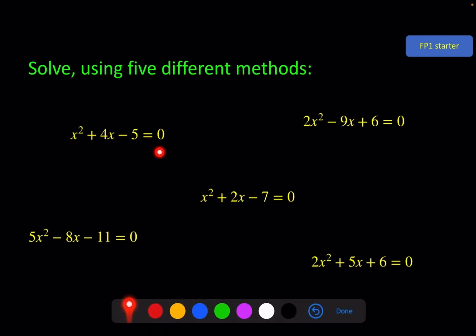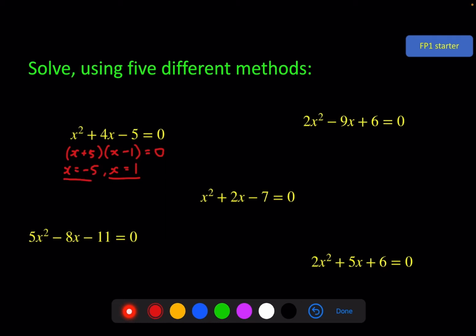I'm going to start with this one. We can have x plus 5 and x minus 1, which will give us x is equal to minus 5 or x is equal to 1. And here are our two real solutions.